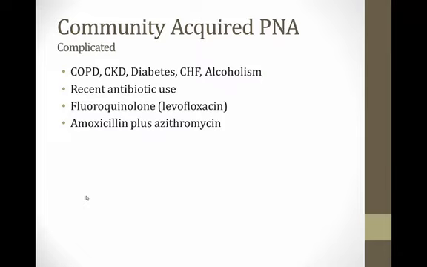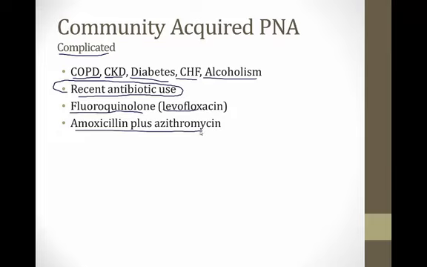When certain clinical features are present, we call it a complicated community-acquired pneumonia. And these features include things like COPD, renal failure, diabetes, heart failure, alcoholism, or if the patient's been on antibiotics recently. So if you have a patient with a complicated community-acquired pneumonia, the recommended drugs are a fluoroquinolone like levofloxacin or amoxicillin plus azithromycin. And there are other options that you can look up when you're treating these patients.